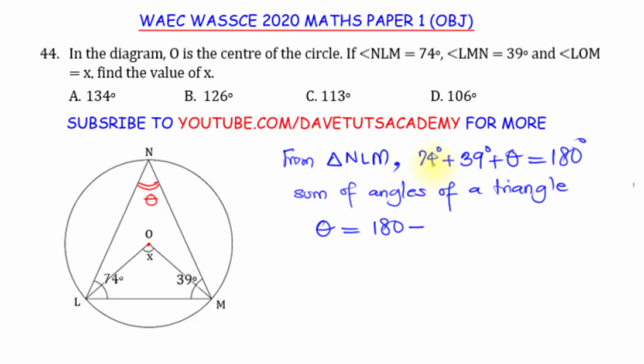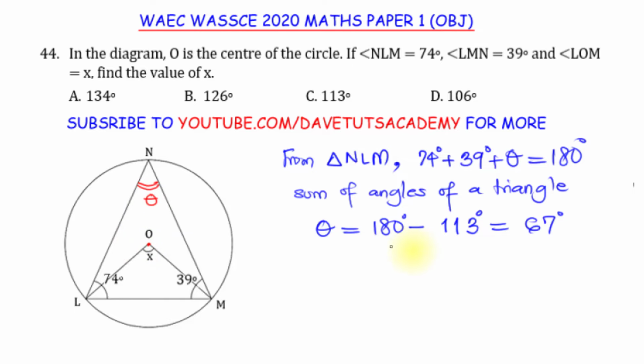So 74 plus 39: 4 and 9, that is 13, remaining 1; 7 and 3, that is 10, plus that 1, that is 11. So that is 113. So we have 180 minus 113, which will be 67. That will be 67 degrees. All right, so that's the first thing that we are able to get from the properties of triangles. But that's not the whole of our question. We have to find the value of x.